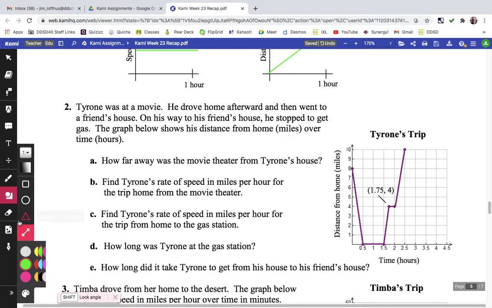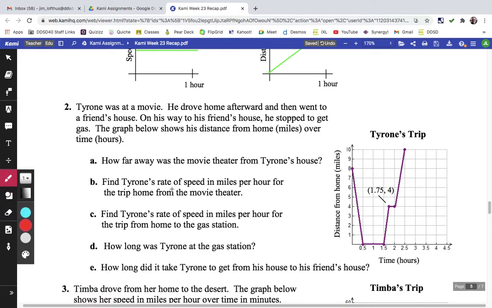Tyrone is 8 miles from home. And the reason I know that is because at time 0, at the beginning, he's at a movie theater, and that movie theater at the beginning is 8 miles because this scale is distance from home. It took him half an hour to get home. That's what that means right there, 0.5 hours. And so that's 8 miles in 0.5 hours.